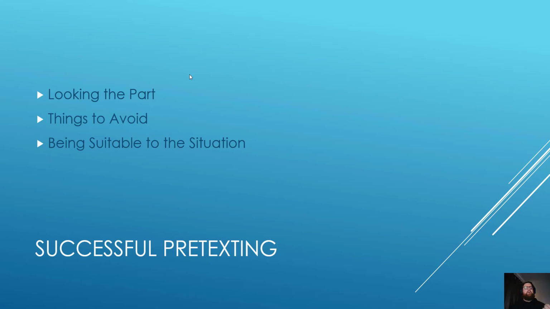And then successful pretexting: looking the part, things to avoid, being suitable to the situation. I think being suitable to the situation is the most important, because we have to adapt ourselves to each situation in life. Normally when you want to have success in something, you have to change yourself, not really change yourself, but adapt yourself to the place and the situation.